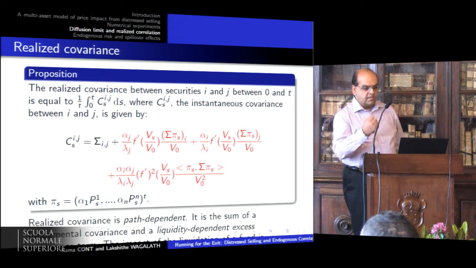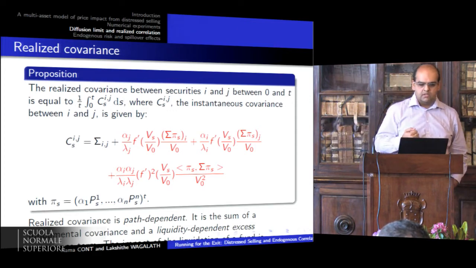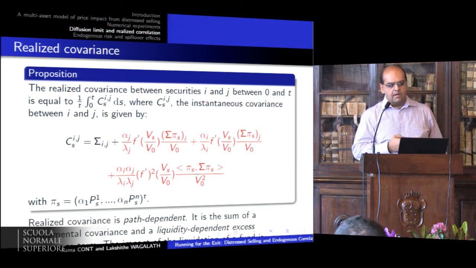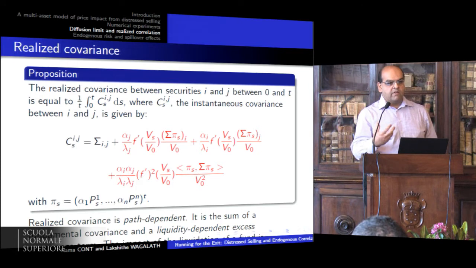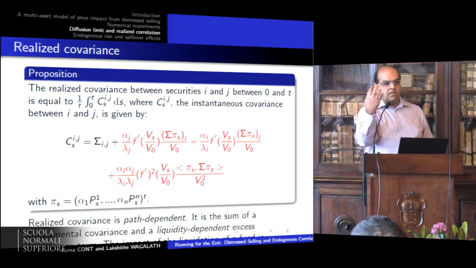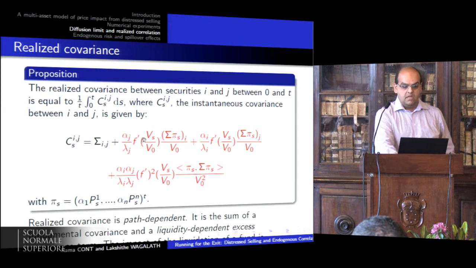Well, you take this price dynamics now, which is endogenous because there's a contribution from your liquidation and fire sales, and now we can use it to compute the realized covariance. So what's the realized covariance now in this liquidation scenario? If you're the investor or some observer, what covariance do you see along the path? Well, you see this. This is the initial covariance matrix, the fundamental covariance, which you would have in absence of fire sales, and these red terms are due to fire sales.